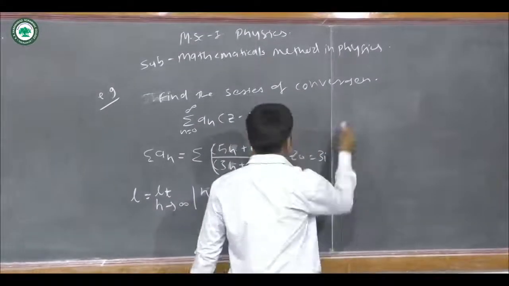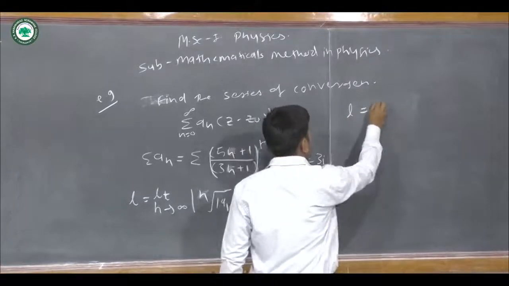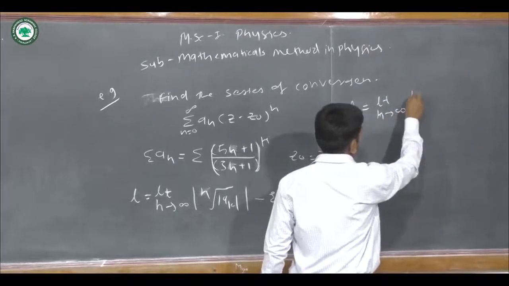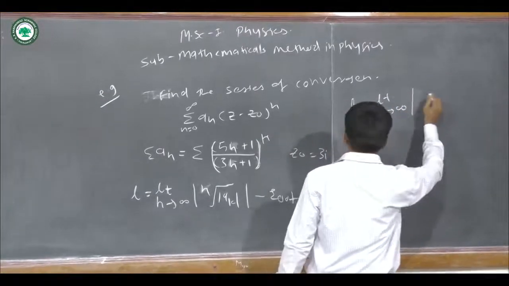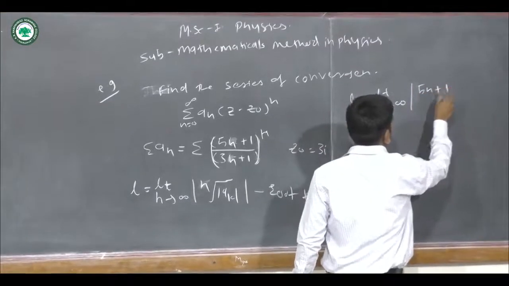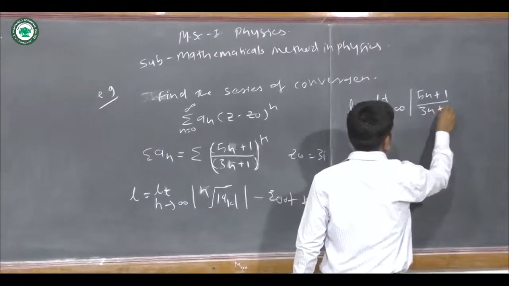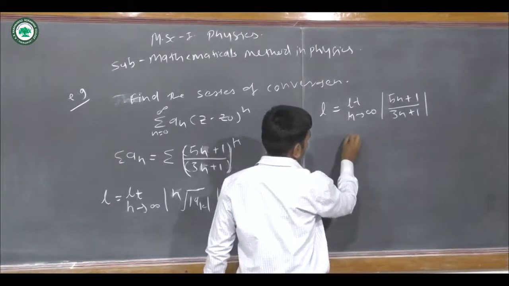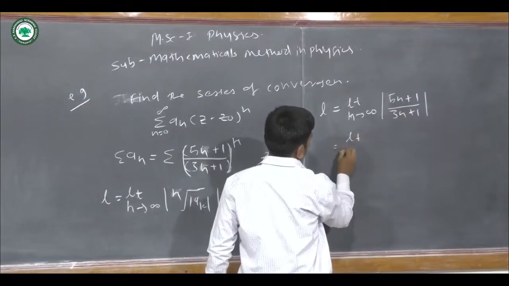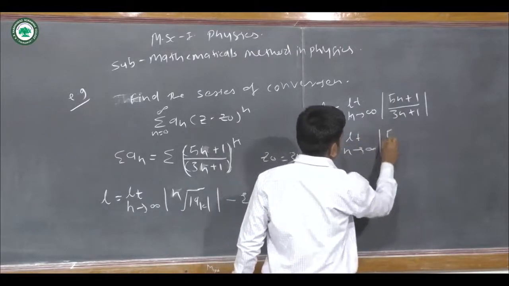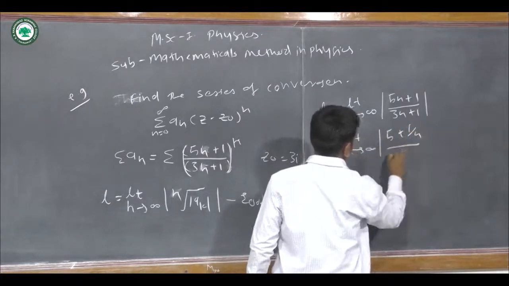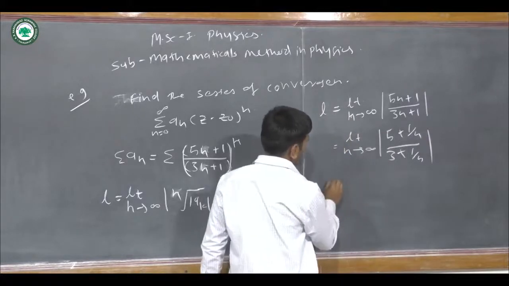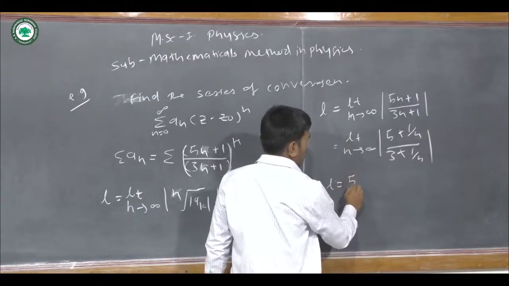Okay. So L is equal to limit n tends to infinity of (5n plus 1) divided by (3n plus 1). Okay, so we can take out the common n, so it is limit of (5 plus 1 by n) divided by (3 plus 1 by n). After applying the limits, the value of L is 5 by 3.